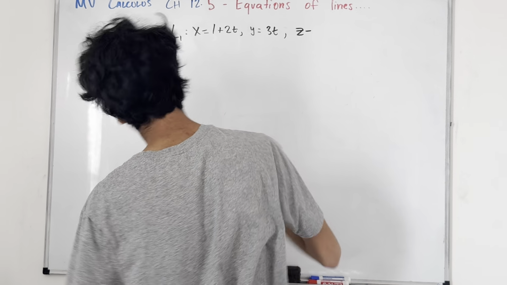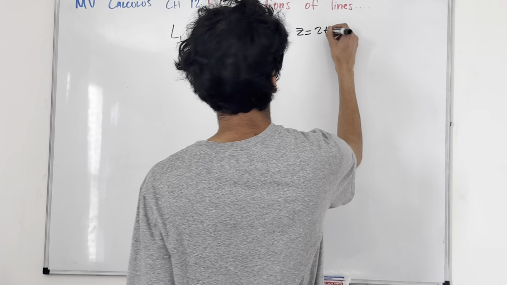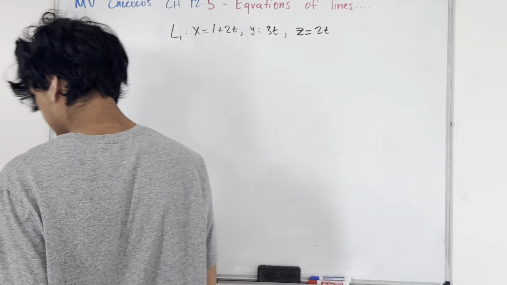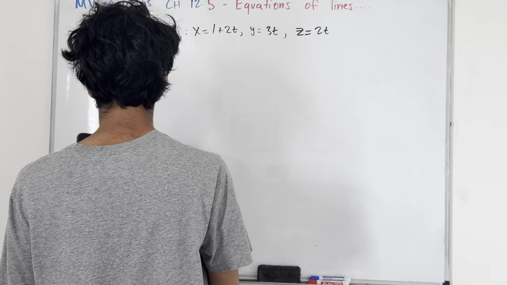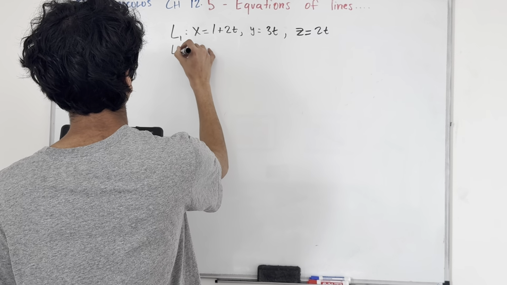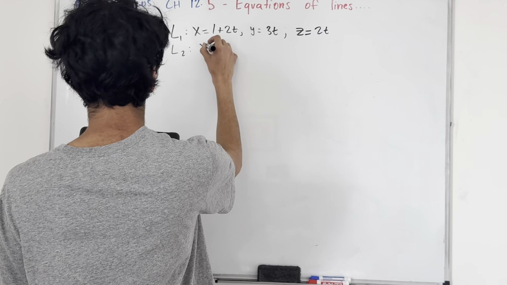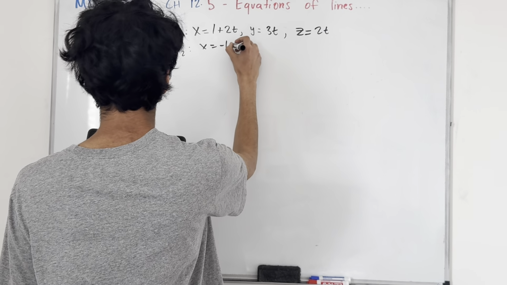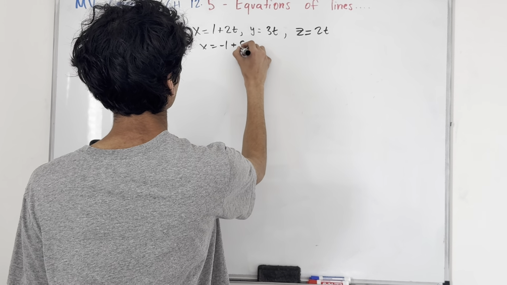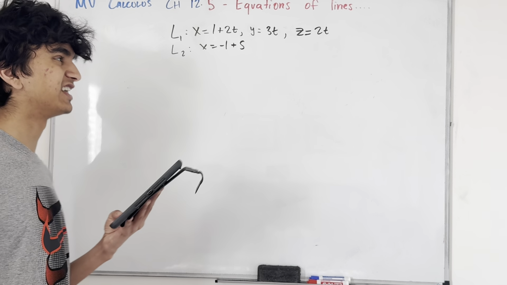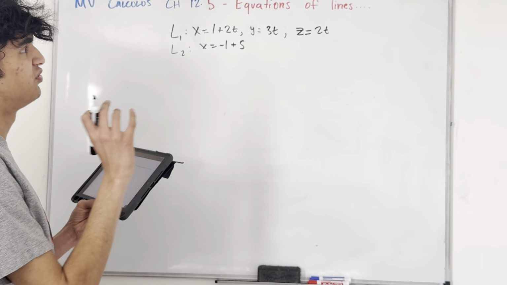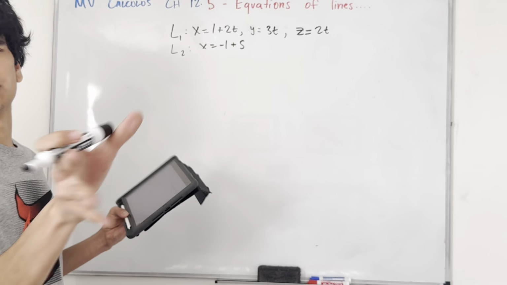Z equals 2 minus t. So this is the set of equations that define line 1. And then line 2, its equations are x equals -1 plus s. So we're using a different variable, and I still don't fully understand this.